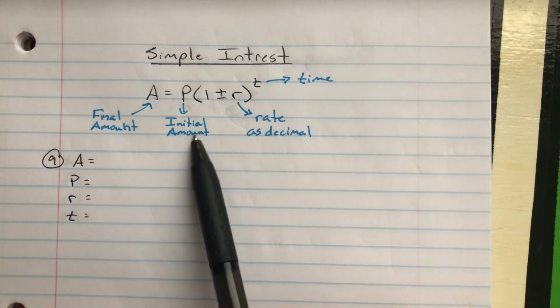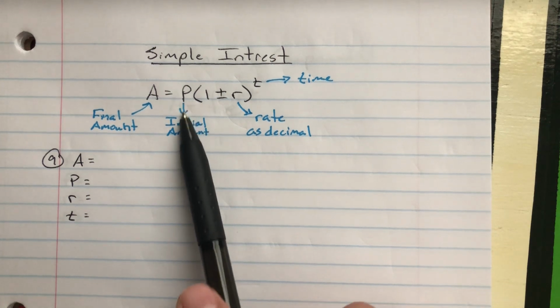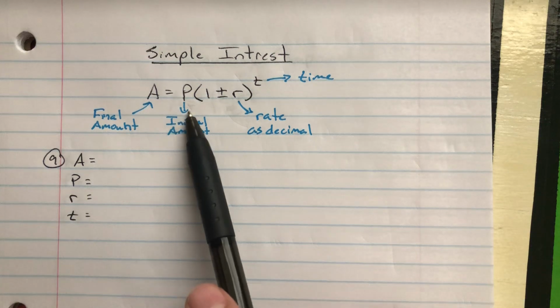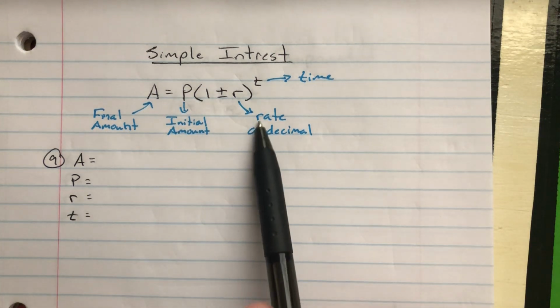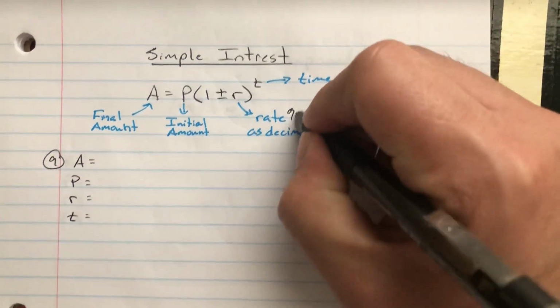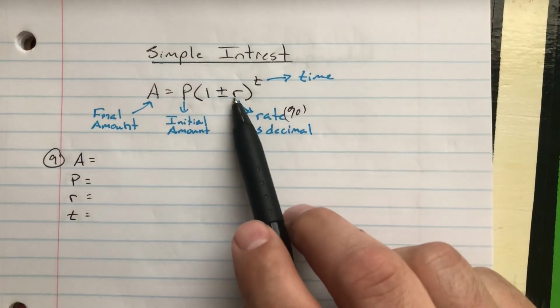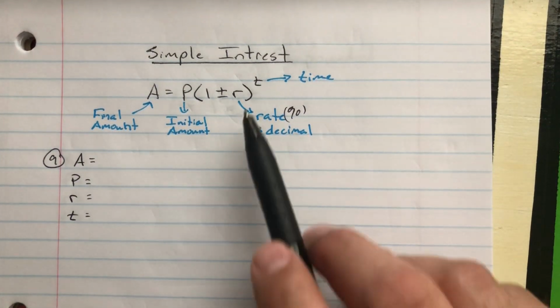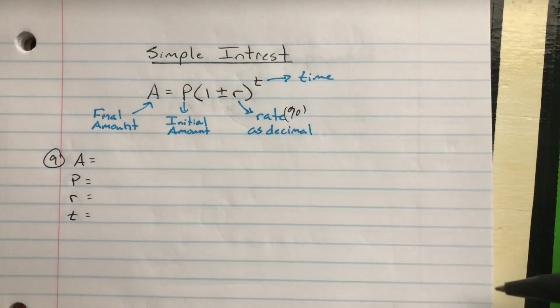P is the initial amount, or our starting value, kind of like the lowercase a value was in the last problem. And then R is going to be our rate, so this is going to be a percentage. But when we put it into our equation, we need to make sure to convert it to a decimal. And then T is always going to be the time.